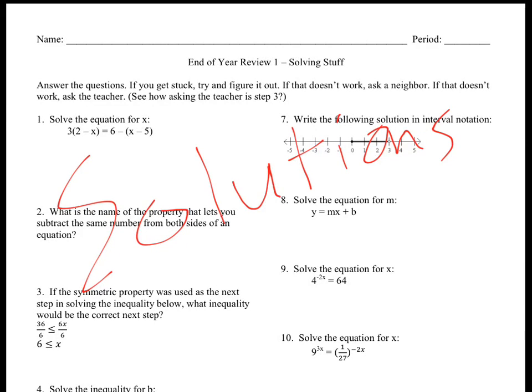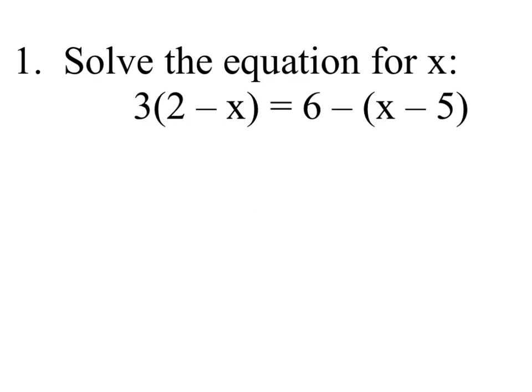It's time for the solutions for the end of year review number 1, which is all about solving stuff. On the solutions, just starting with solving the equation for x, you have to remember you need to get all your things with the variable on the left side, simplify that, and then get all the number stuff on the other side. You're just trying to get that variable all by itself, and there's a few things you can do.